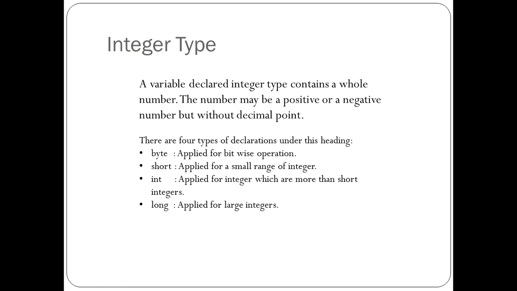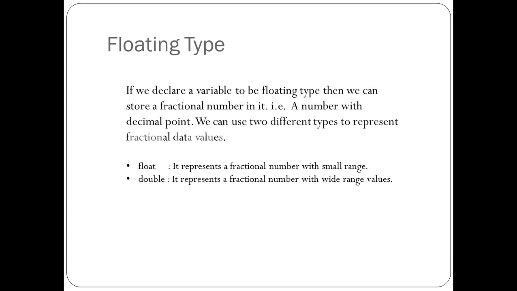Now let's start with the floating type of data. Floating type of data means fractional data or real numbers can be stored in a floating type variable. That number may be positive as well as negative. There are two types of floating type data available. One is float, another is double. Float is used for a small range of data, whereas double is used for a wide range of values.